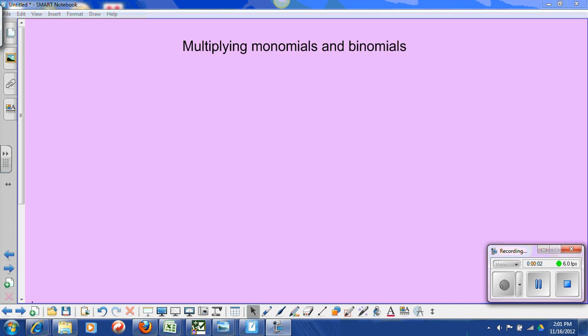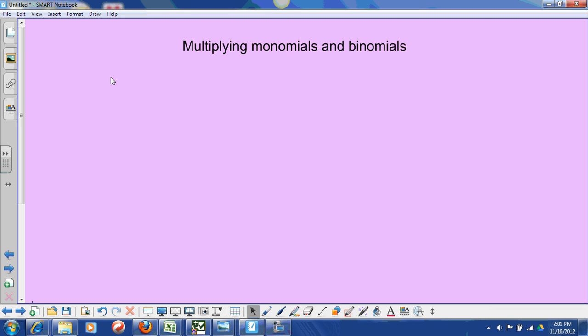Okay, we're going to be multiplying monomials and binomials. Remember, look at the prefixes. Monomials means one. We're multiplying by one term. Binomials means, bi means two. We're going to be multiplying it by two. Let's go back to our distributive property.